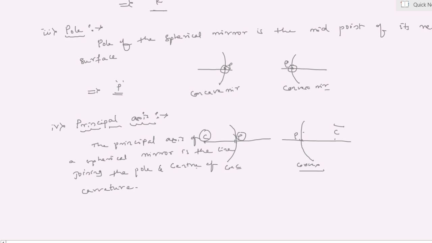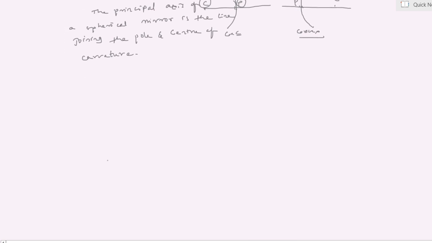Yes, my dear students. Next one is aperture. Fourth definition is aperture. Yes, the diameter of the reflecting surface of a spherical mirror is called its aperture. It means the entire diameter of what? The reflecting surface of the mirror is called aperture.